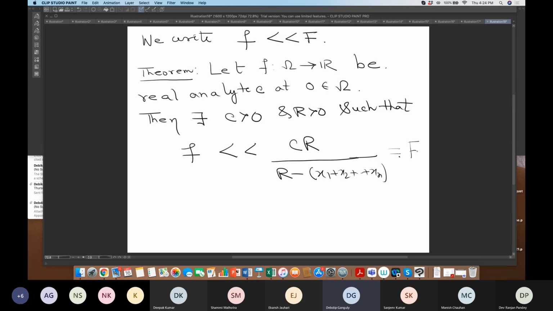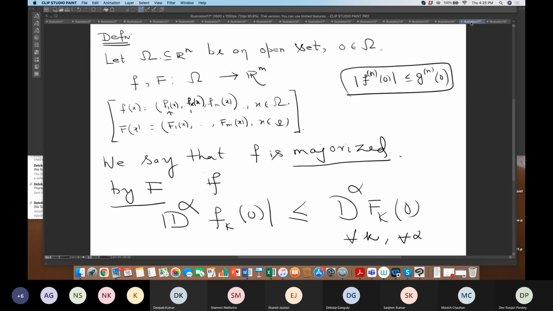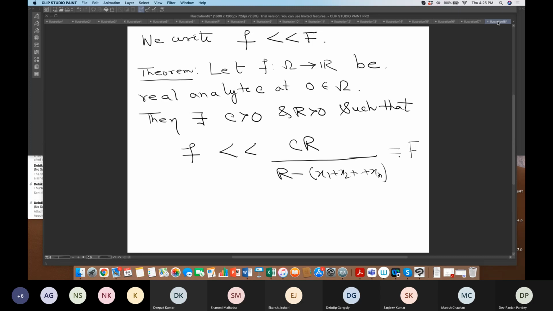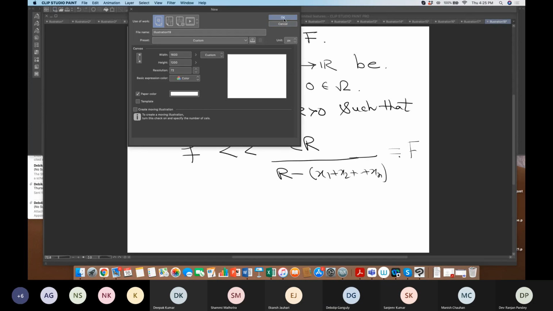Small f is majorized by CR by this function. Okay, what does that mean? What do I have to prove? Who will tell me? That means I have to prove this: D alpha of f at 0 is less than this. Clear? So let me prove this.